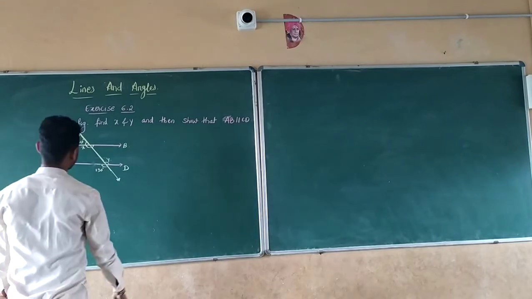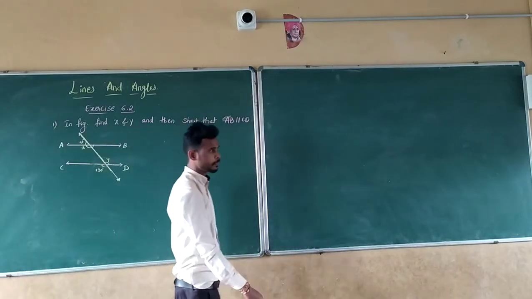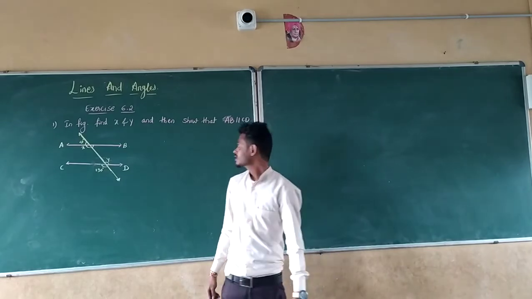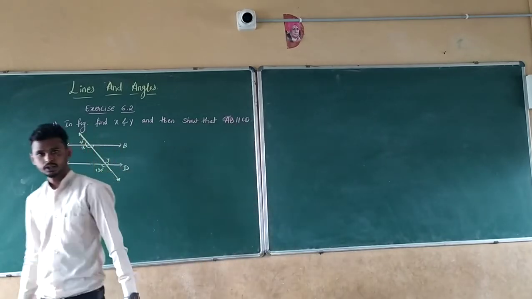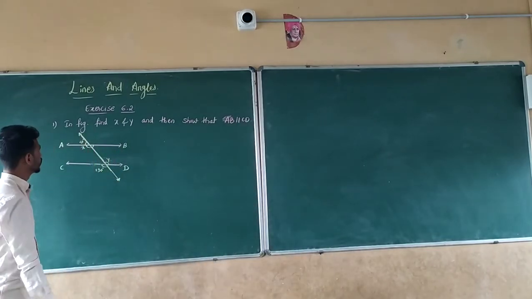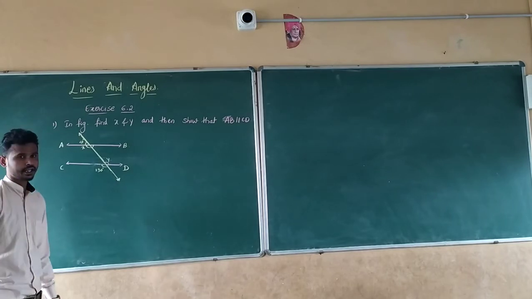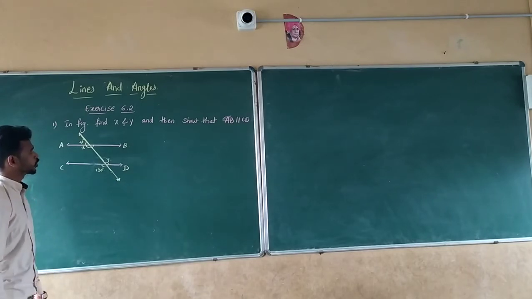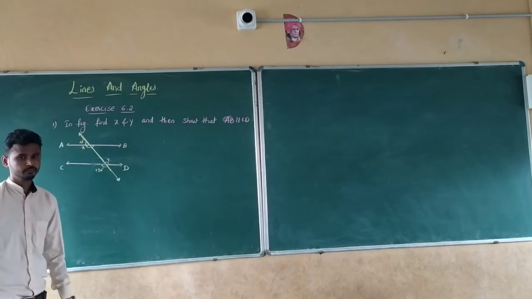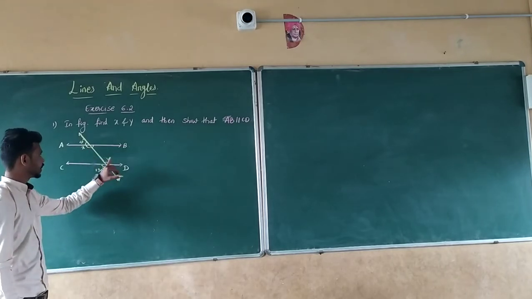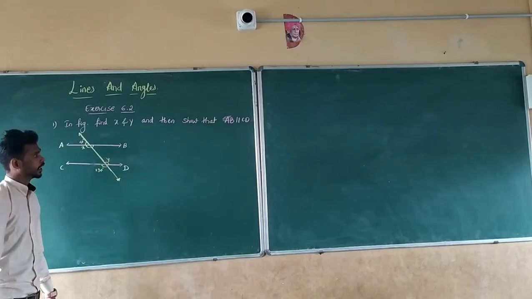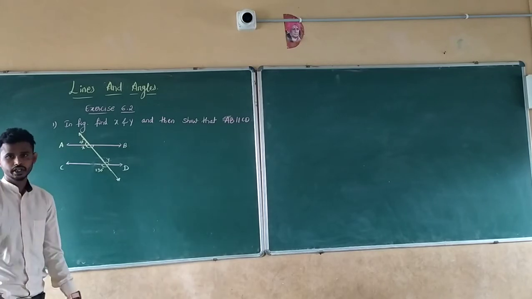Okay, dear students, let us see the next question. We'll start exercise 6.2, the first main question. In the figure, find x and y and then show that AB is parallel to CD. So we need to find the x and y values, and again we need to show that AB is parallel to CD.